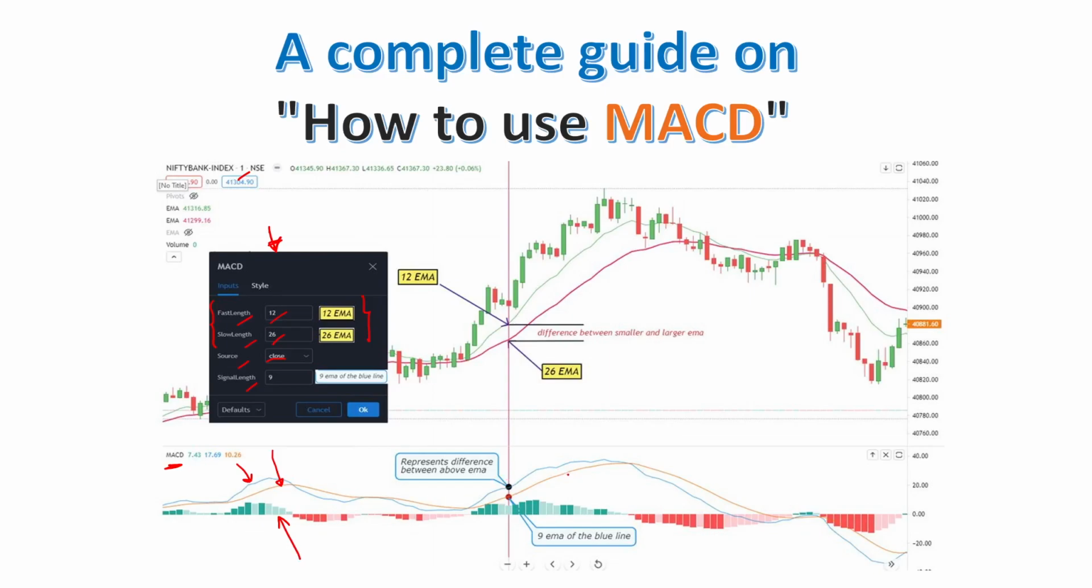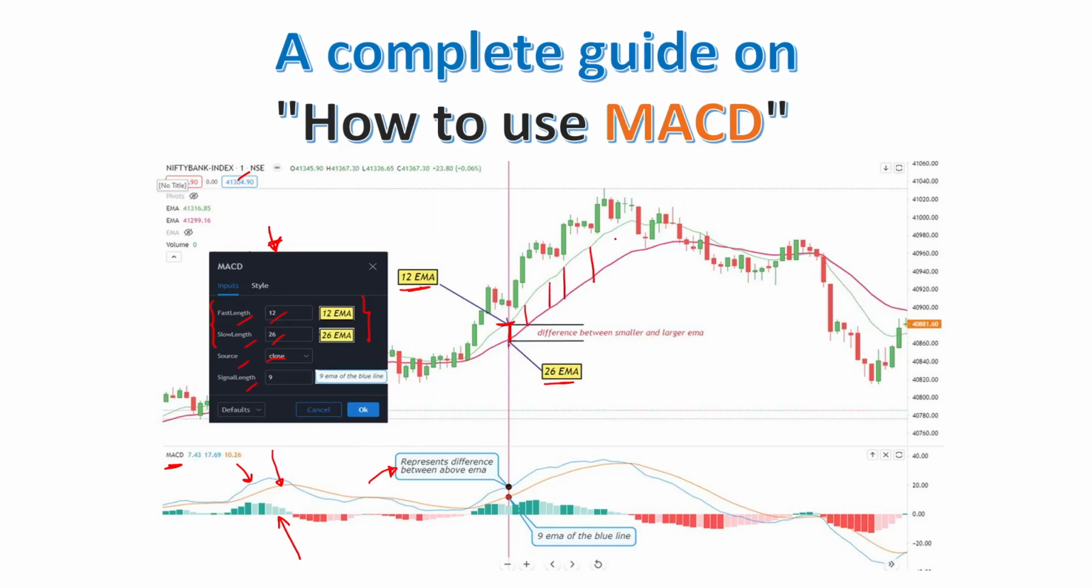So let's understand how this blue line is plotted. This blue line, guys, is nothing but the difference between the averages that we have selected. Over here we have the 12 EMA, exponential moving average, and the 26 EMA, that is also an exponential moving average. The difference between these two EMAs is calculated, and then that difference is plotted as the MACD signal, right? The blue line. As we can see, the distance keeps on increasing.